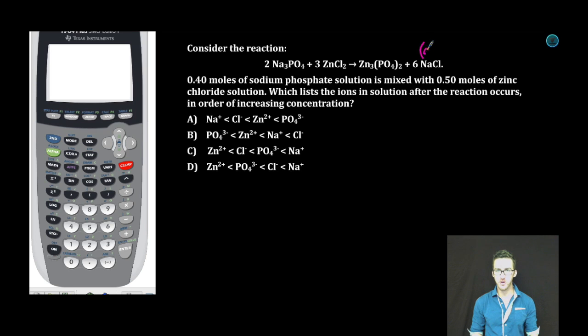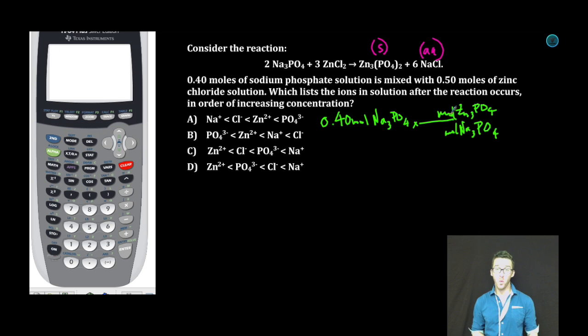Our sodium chloride is going to be aqueous, as are all sodium salts, and like many phosphates, zinc phosphate is going to form our solid precipitate. All right, this is a limiting reactant type problem. Let's figure out first which of the reactants is going to run out first. Let's start with our 0.40 moles of sodium phosphate.